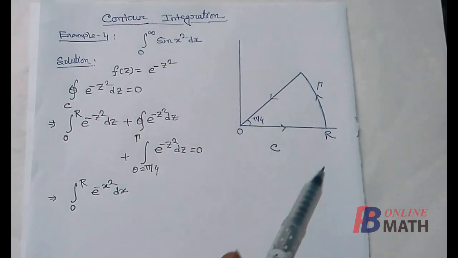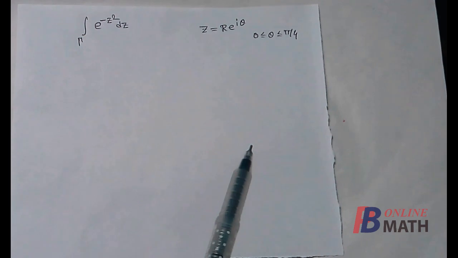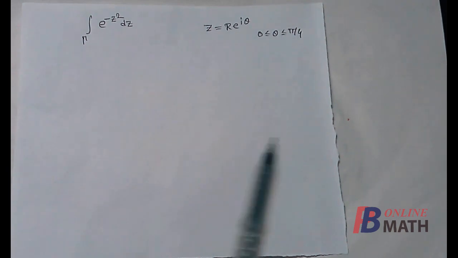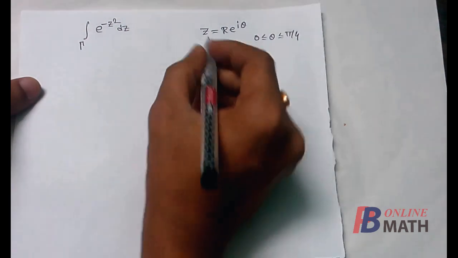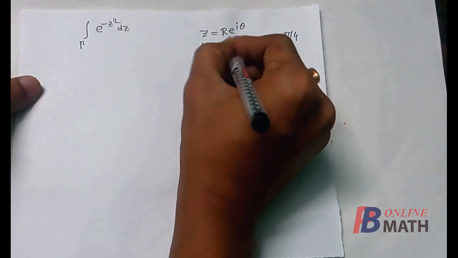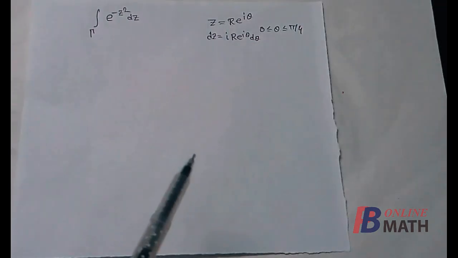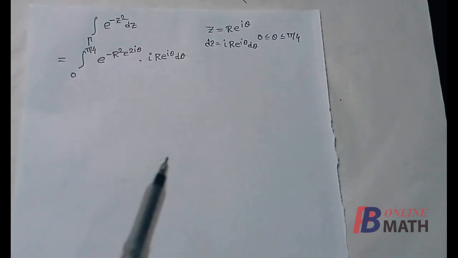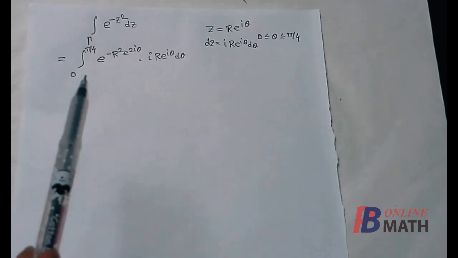Now we write the equation of this circular arc. This is the equation of the circular arc. z equal to r e to the power i theta. r is the radius, and theta varies from 0 to pi by 4. So z equal to r e to the power i theta. So that means dz equal to i r e to the power i theta d theta. Next we shall replace these two values in the main integral. Replacing this, we find that the integral reduces to this. Theta varies from 0 to pi by 4.